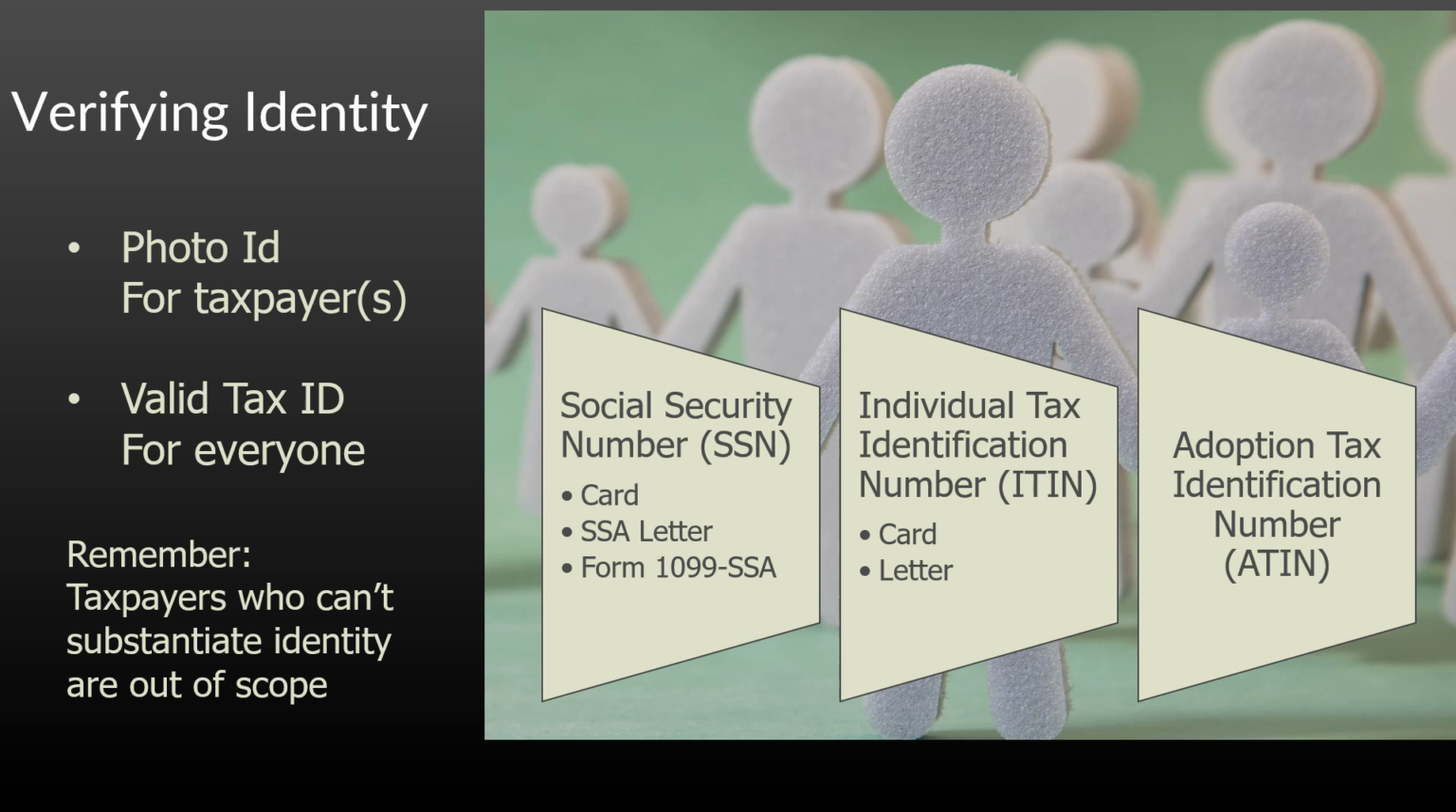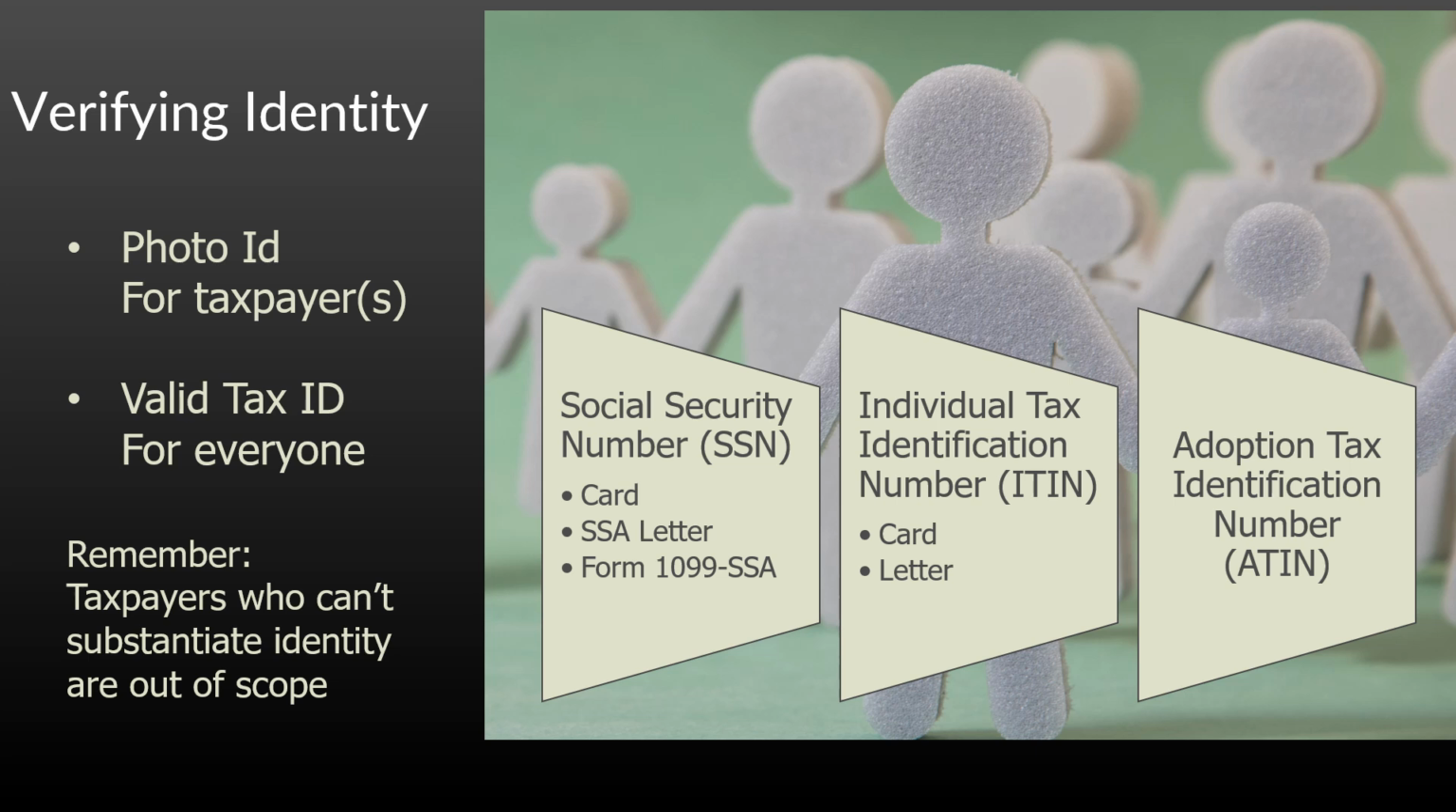As you'll recall from our intake interview and quality review course, we will be verifying identity before we start a return. This includes photo identification for every taxpayer or taxpayers if they are filing jointly. We also need to see a valid tax ID for everyone on the return, so that includes taxpayers and any dependents. Valid IDs include Social Security number.